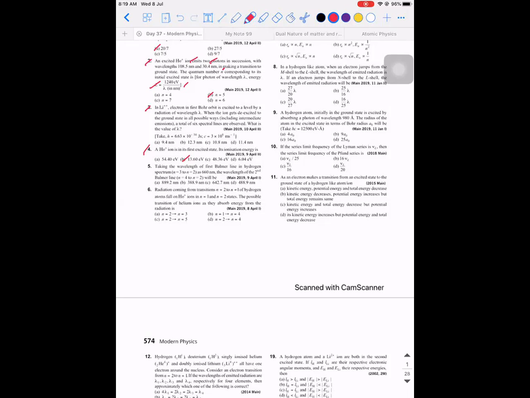So the second wavelength will be higher than 660, sir. It will be higher than 660. How do you know? It will be higher.